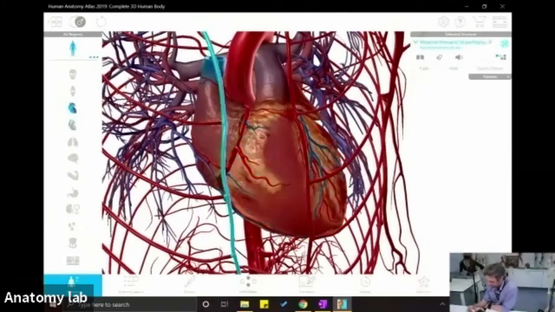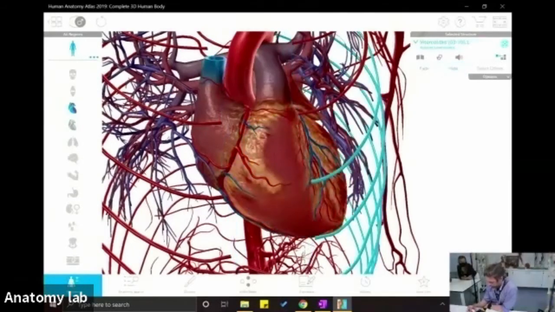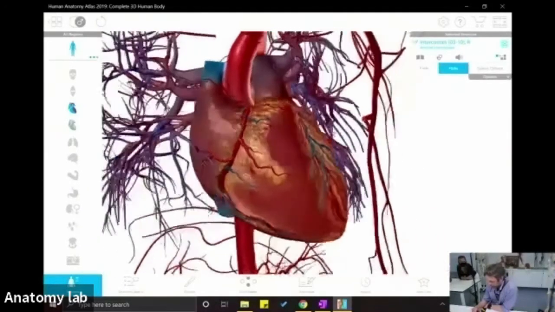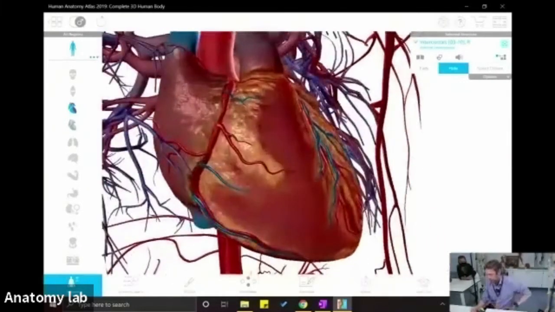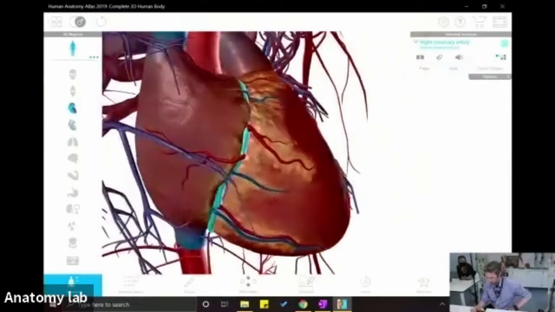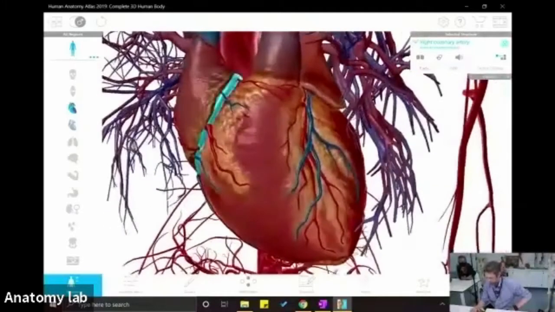Okay, so I'm going to take a few things away here, take a few of these other vessels, just tidy up a little bit. This is way quicker than doing it on real cadavers. Okay, so we can see the heart. But something else we can see are these really important vessels here, these coronary arteries. So this is a great way of teaching the anatomy of the coronary arteries.